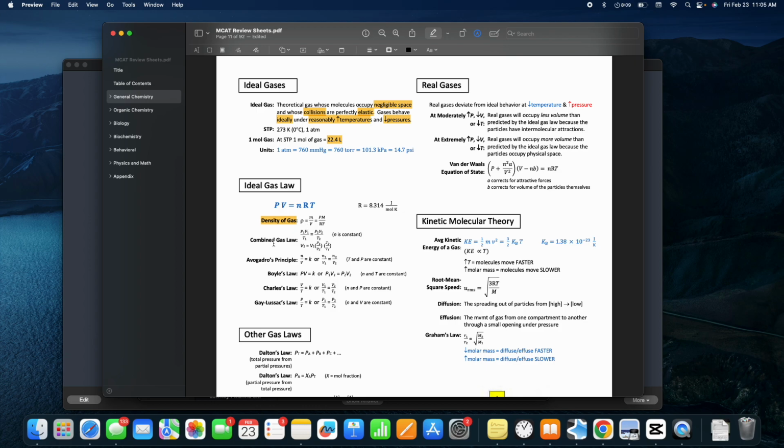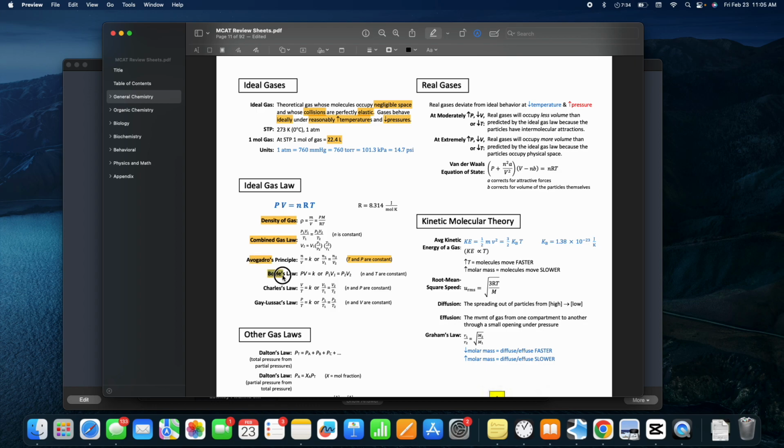Then we have the combined gas law. So P1V1 over T1 equals P2V2 over T2, and it's constant. So combined gas law. Then we have Avogadro's principle. So V over n equals k, or V1 over n1 equals V2 over n2. T and P are constants in Avogadro's principle.